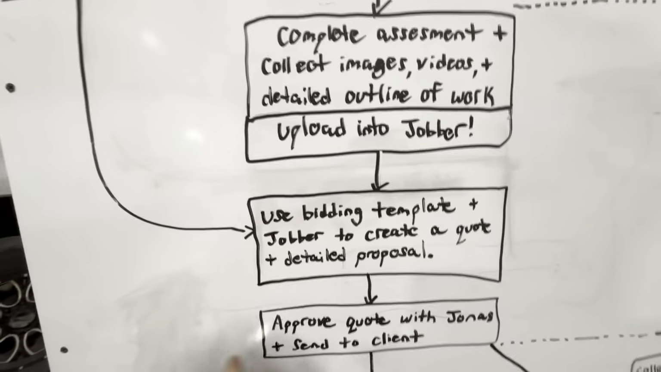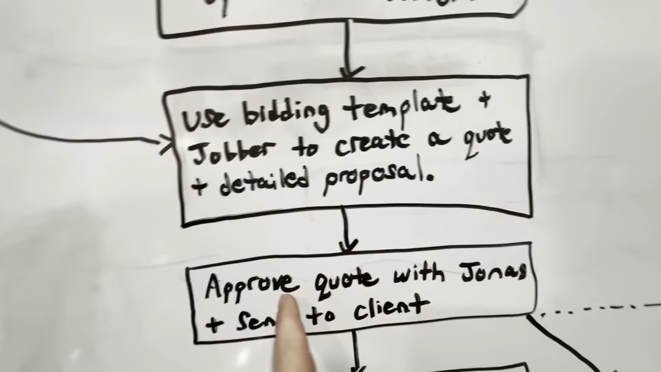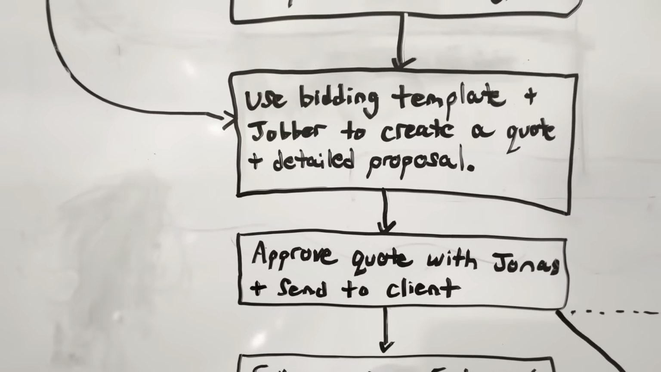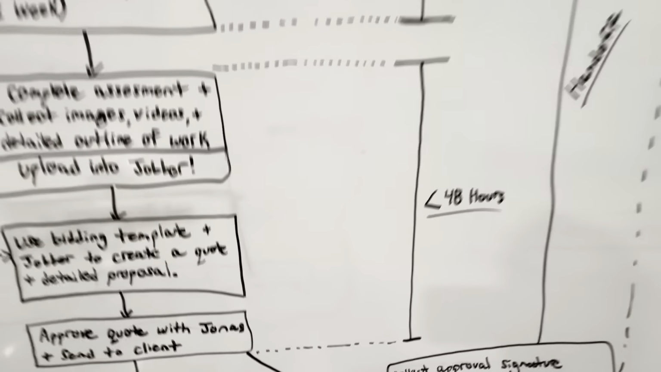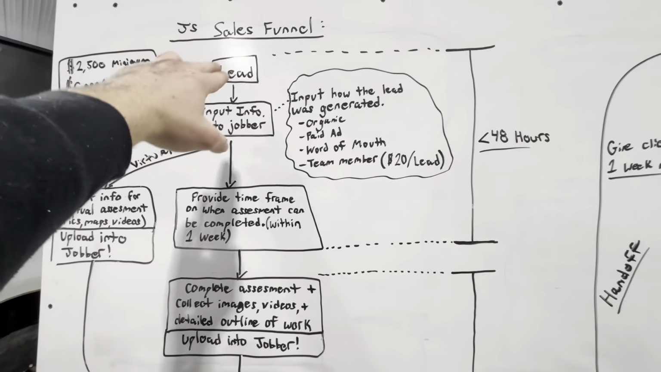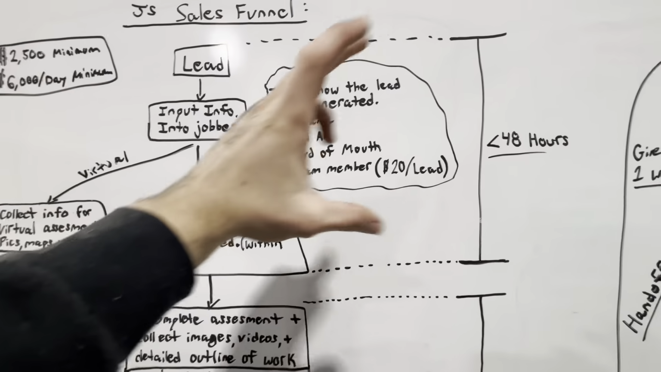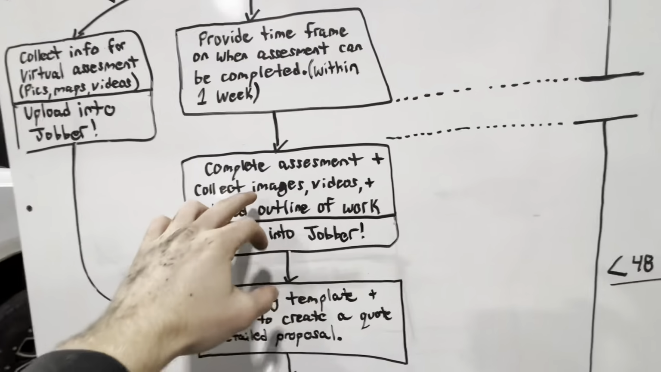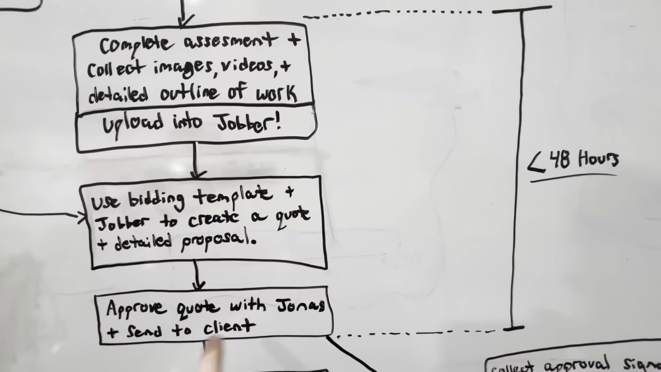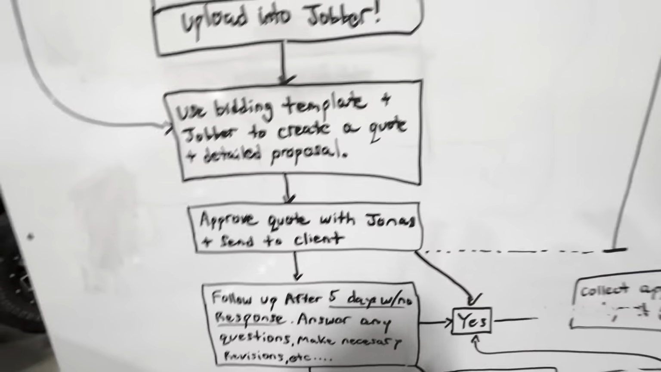Use bidding template, put together a quote, and then I have here, because we're going to be teaching some guys some sales stuff here this year, just approve quote with myself, that's me, Jonas, and then send to client. Now this also 48 hours or less. So from the inbound lead to scheduling an assessment or gathering information, 48 hours. And then from doing the assessment to sending the quote out is also 48 hours. So from the second they call to when they get their quote, should be less than 4 days.